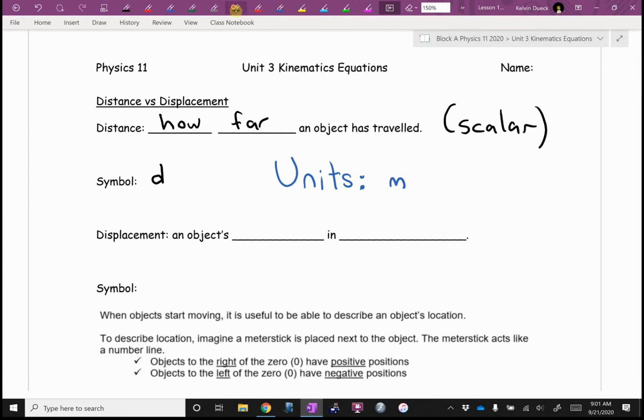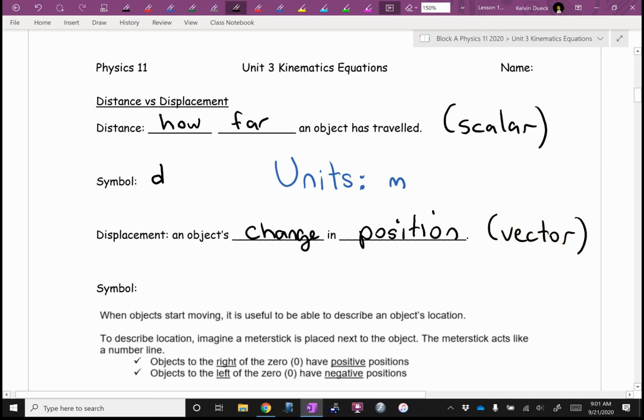Displacement is an object's change in position. It's a vector. And this, unfortunately, I don't have a dumb, easy way for you to remember that distance is a scalar and displacement is a vector, because they both start with DIS and I don't have much of anything. So if you come up with something clever, let me know and I'll incorporate it into my teaching. I've just memorized it through brute force over the years. I know that distance is a scalar and displacement is a vector.